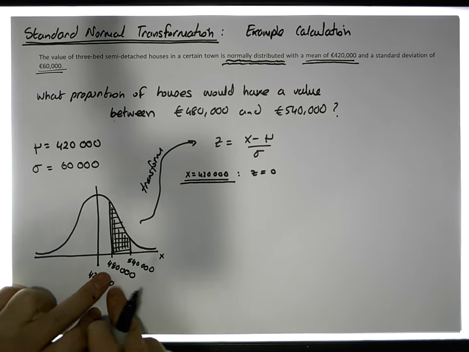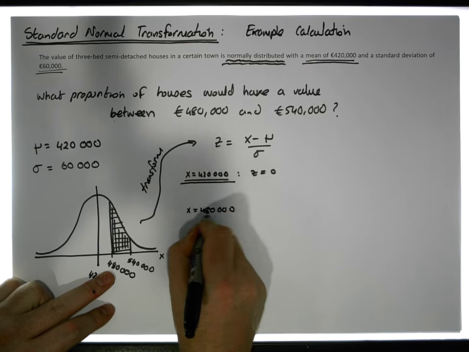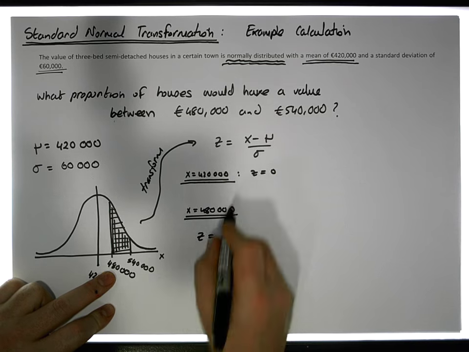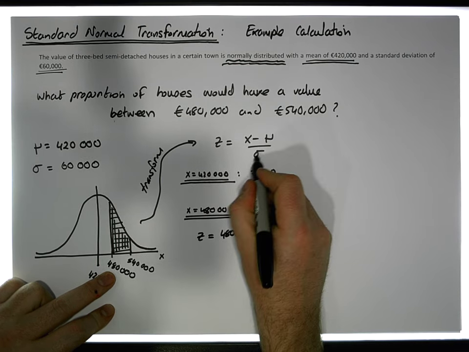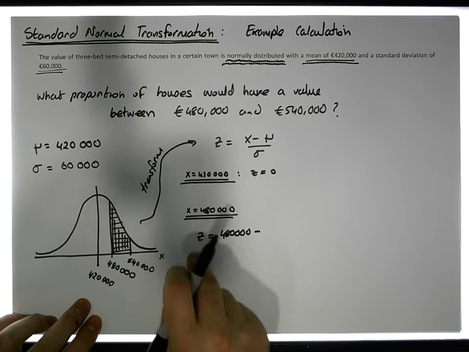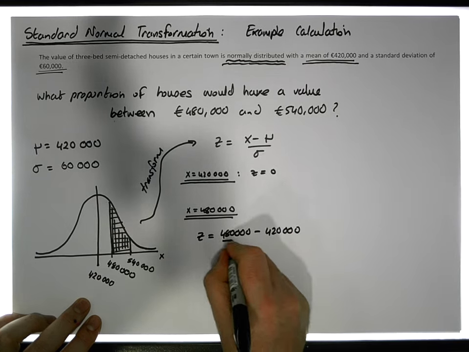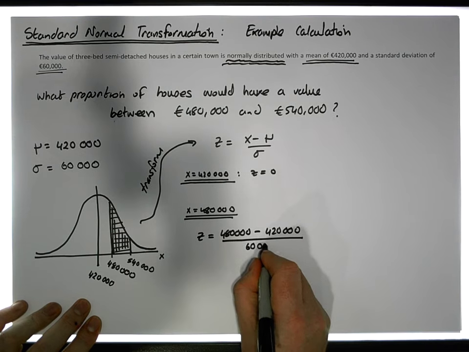But what about 480,000? When x is 480,000, where is the z value for that? So z is equal to the x value, 480,000, minus the mu for this population, which is 420,000, divided by the sigma, the standard deviation, which is 60,000. So what do we end up with here?